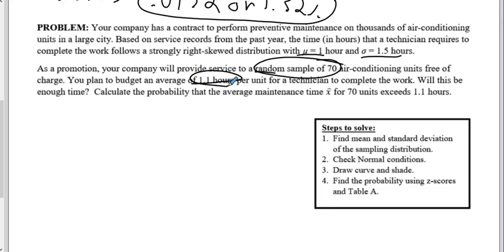Will this be enough time? And exceeds. This is a very important word right here, exceeds. That means more than. It means to the right. Which remember that we're going to do a 1 minus something on that one. So let's get to it.